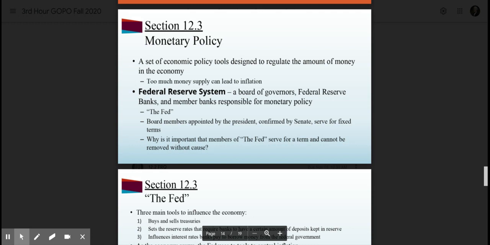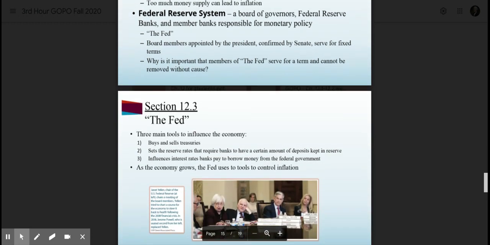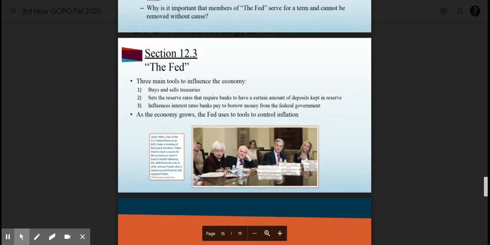So what are some of the things they do? Number one, they buy and sell bonds. And when they buy and sell bonds, these are known as open market operations. That's a way where they can influence the interest rates. So when we borrow money or save money, those rates are basically decided by the Fed.